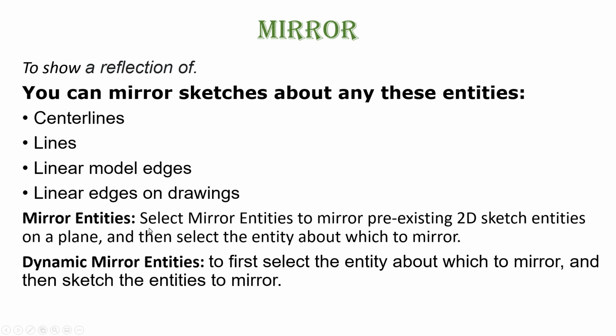Mirror entities: select mirror entities to mirror pre-existing 2D sketch entities on a plane, and then select the entity about which to mirror. That is what we have to use for mirror entities. And another mirror is called dynamic mirror entities. In dynamic mirror entities, first select the entity about which to mirror, and then select the entities to mirror. So let's try to understand these mirror tools on SolidWorks.